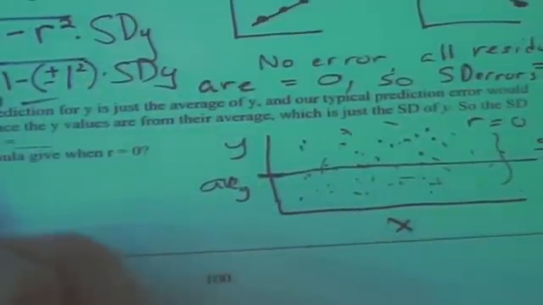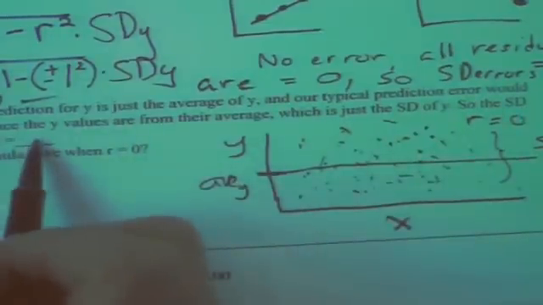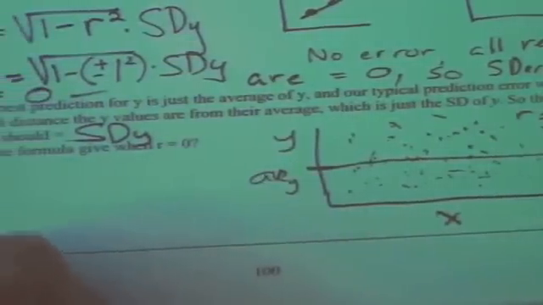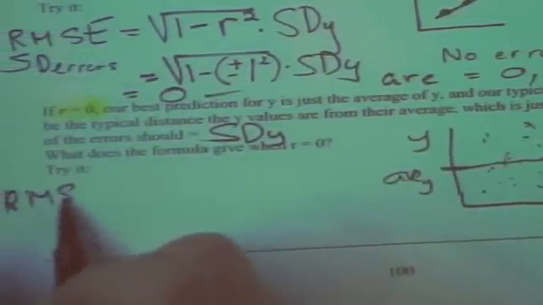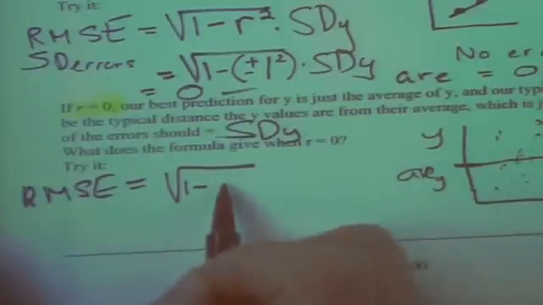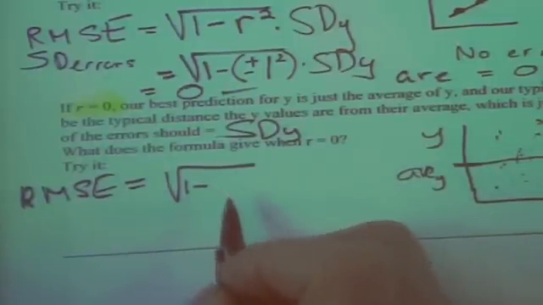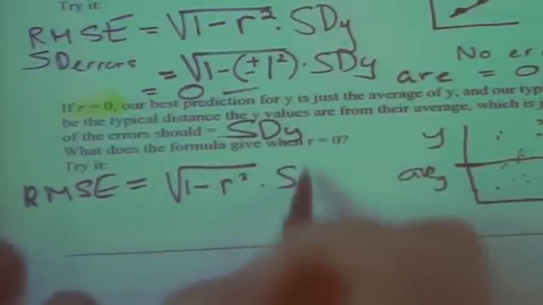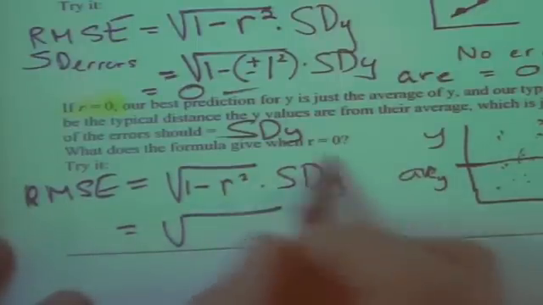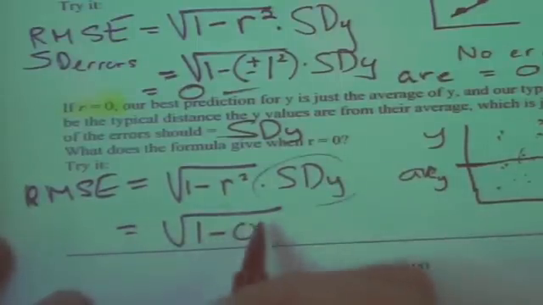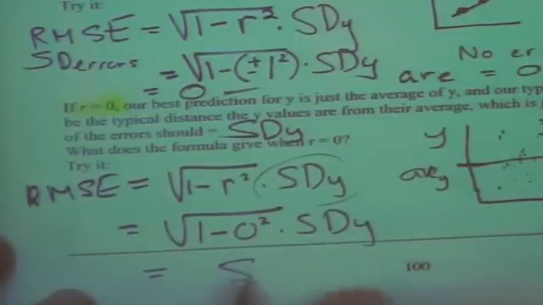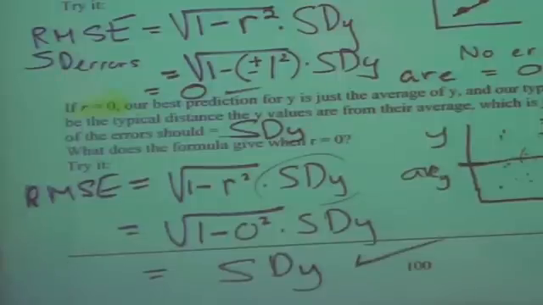Okay, so let's make sure. So our error should be the standard deviation of y. Let's make sure the formula works out. See if the root mean square error equals the square root of 1 minus r squared times the standard deviation of y. And when r is equal to 0, we should get just this. And so it does check out.